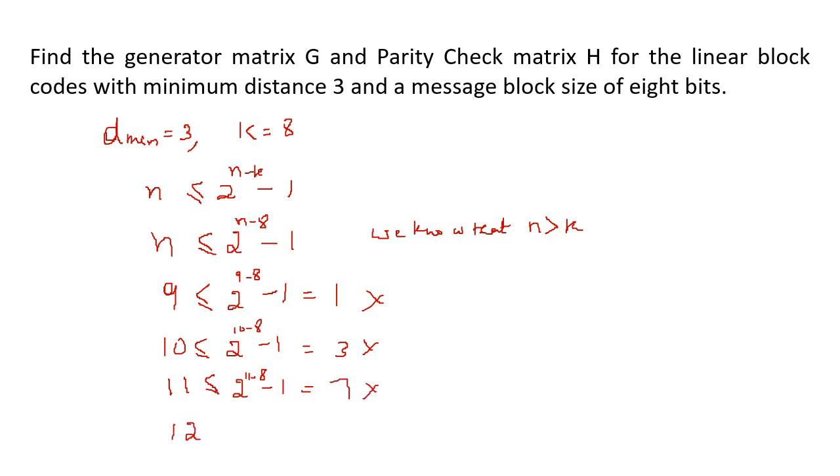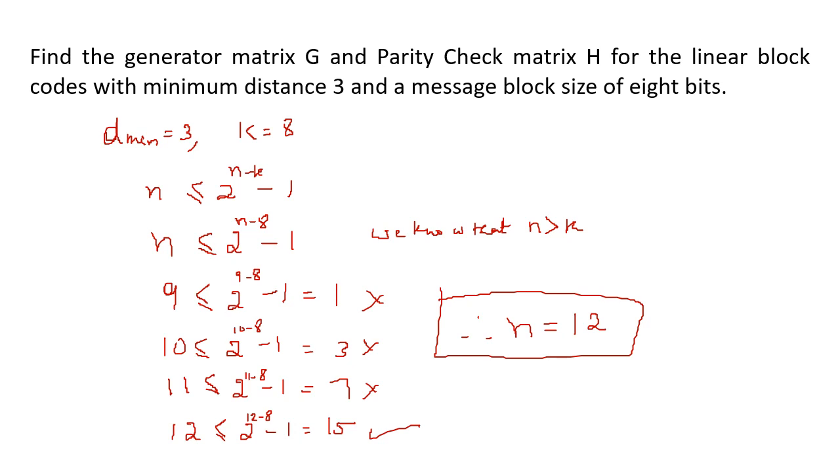So next we'll substitute 12, should be less than or equal to 2 to the power of 12 minus 8, minus 1. So 2 to the power of 4, that is 16 minus 1, which is 15. So this is valid. So we can write, therefore the value of n for this particular message size of 8 will be equal to 12. So now we have got the value of n, which is 12, and we know that value of k is given as 8.